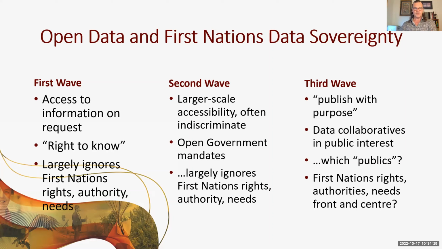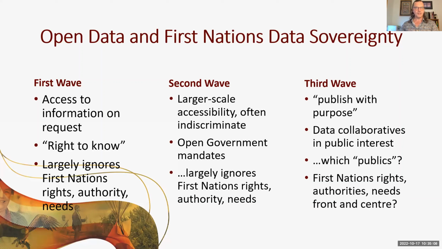navigate. The first wave is really about making information available on the basis of a right to know. It was really about cracking open government data coffers in the name of transparency. And this is where ATIP, or access to information requests, come from. This idea that there are holders of data and we don't know what they're doing with our data. We don't necessarily agree with what they're doing with our data. They don't have a right to hold our data. So we need legislation and civil action to access our data. But this movement largely ignored First Nations rights and authority over their own data and needs.